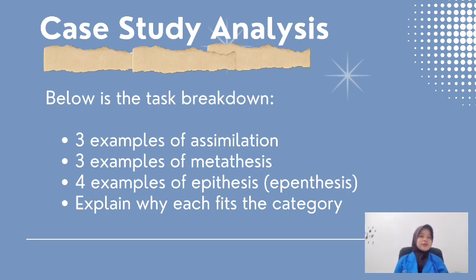So, here's the breakdown. We're going to look at three examples of assimilation, three examples of metathesis, and four examples of epenthesis. For each one, I'll explain why it fits the category.